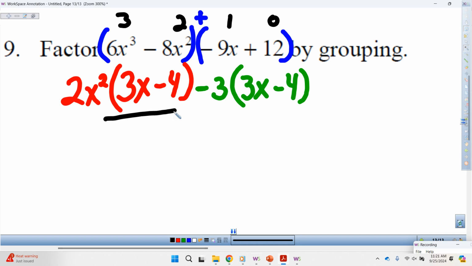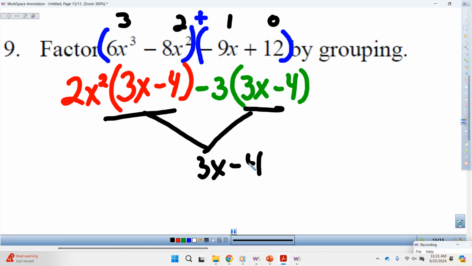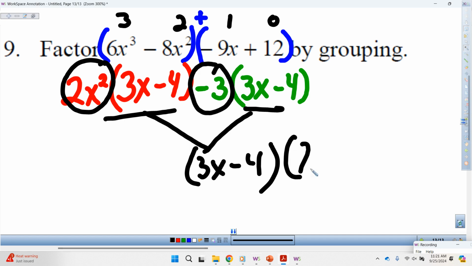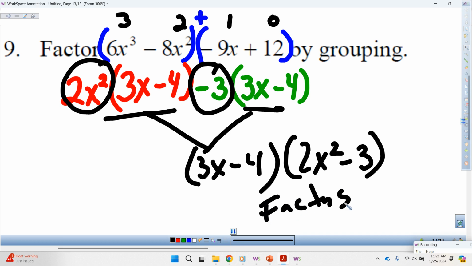What's the same here and here? 3x minus 4. That's one factor. What's left over? 2x squared minus 3. 2x squared minus 3. These are my factors.